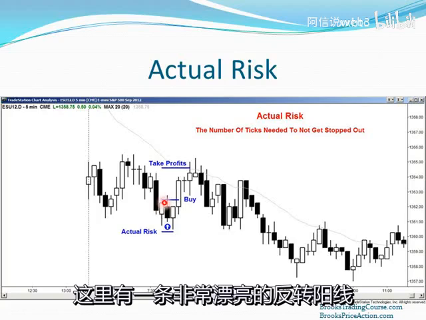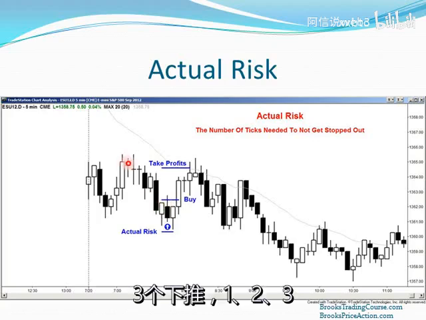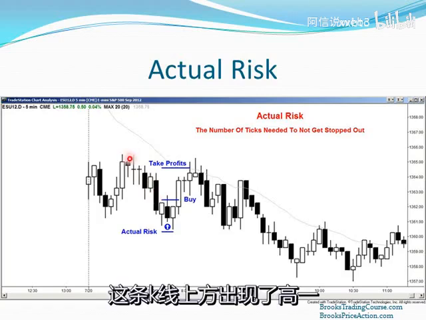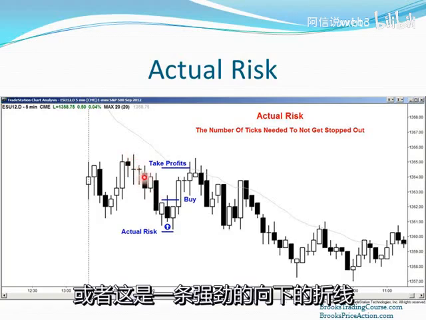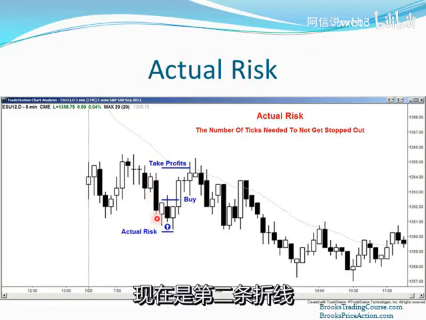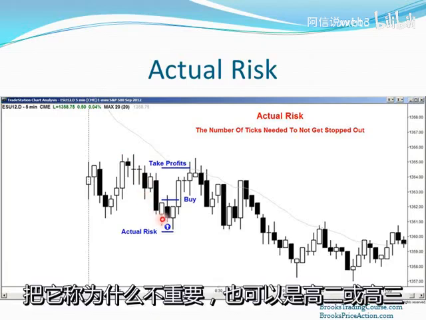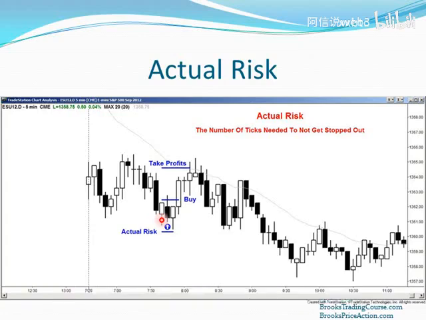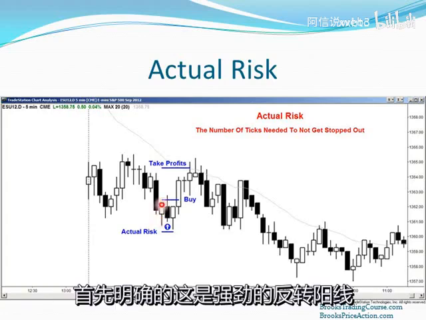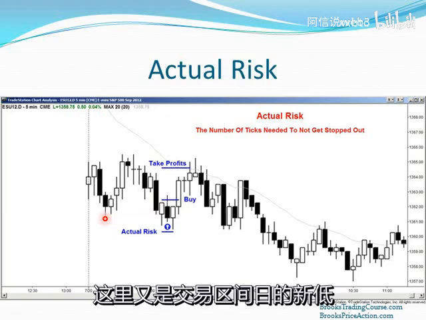You see a very good looking bull reversal bar. 3 pushes down, 1, 2, 3, or you could argue it's a high 2. There's a high 1 triggering above this bar, or you could say this is a strong first leg down, and then we have another leg down. It doesn't matter if you call it a high 2, high 3. It doesn't matter. What you see is a strong bull reversal bar, new low of the day on a trading range day.